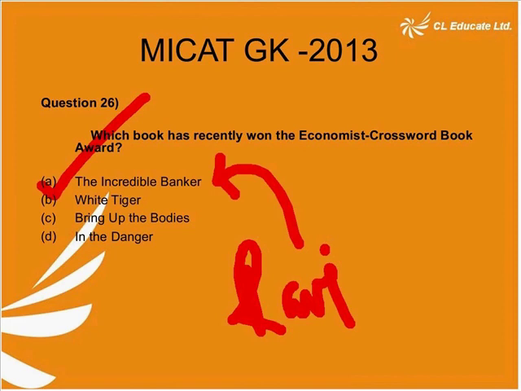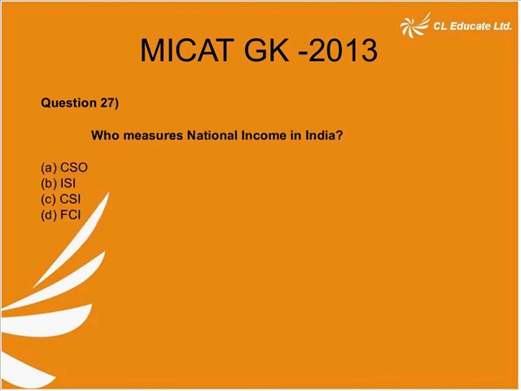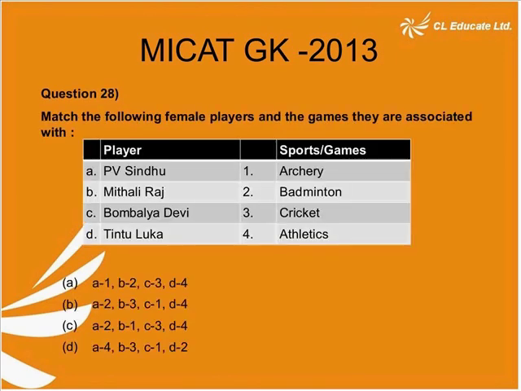Yes, who measures national income in India? Which agency in India measures national income? It's by CSO, Central Statistics Organisation. So match these female players and the games they are associated with. All of these participated in the Olympics this year from India.